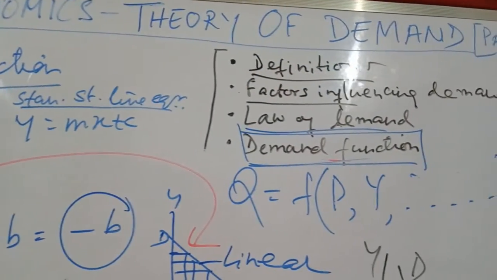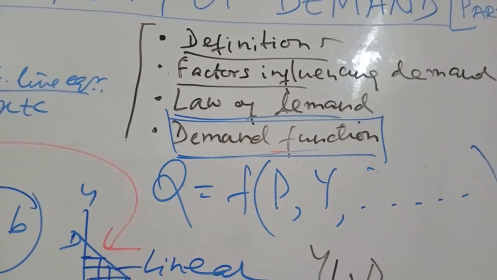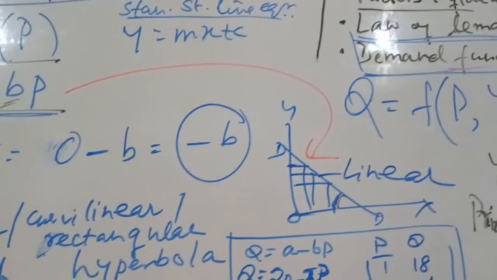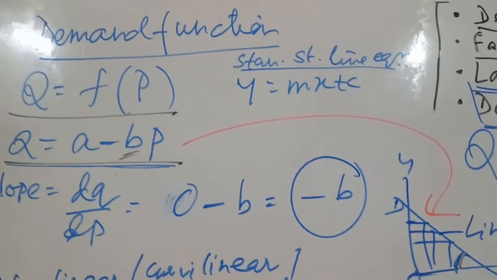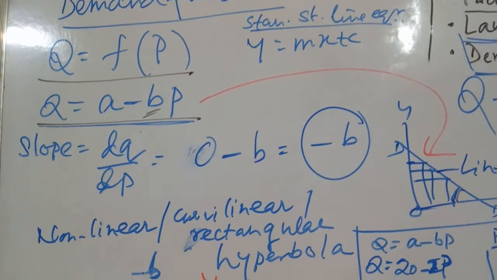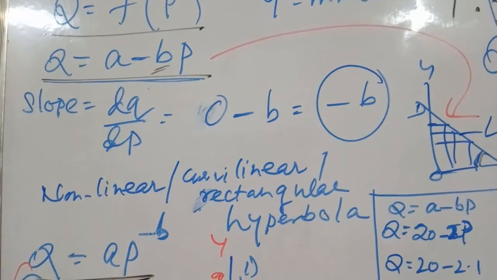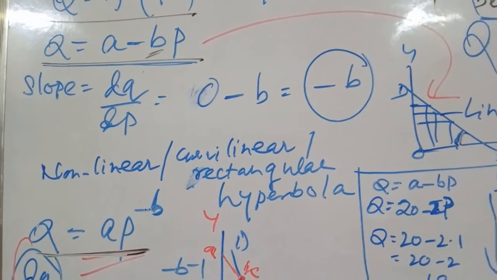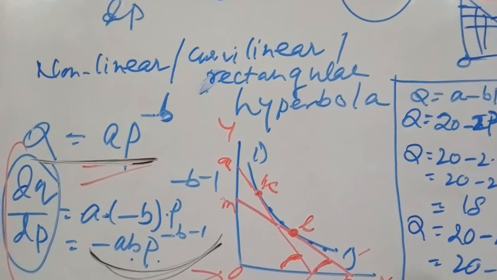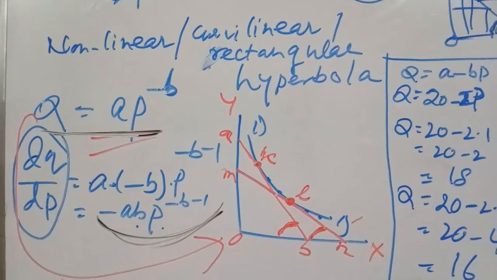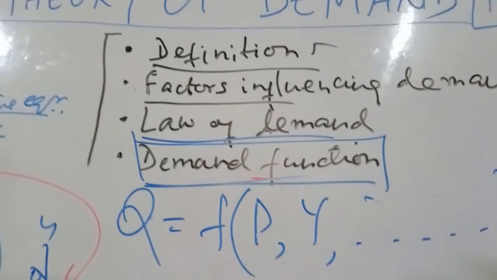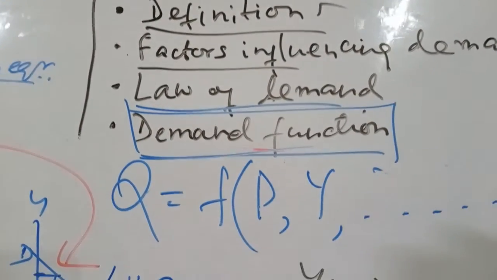Demand function, linear and non-linear demand function. In case of linear demand function, the slope of the demand curve remains constant throughout. That is, slope at all the points on the demand curve is the same. And for a non-linear or curvilinear demand curve, the shape takes a hyperbola, and the slope of the demand curve is different at different points on it.